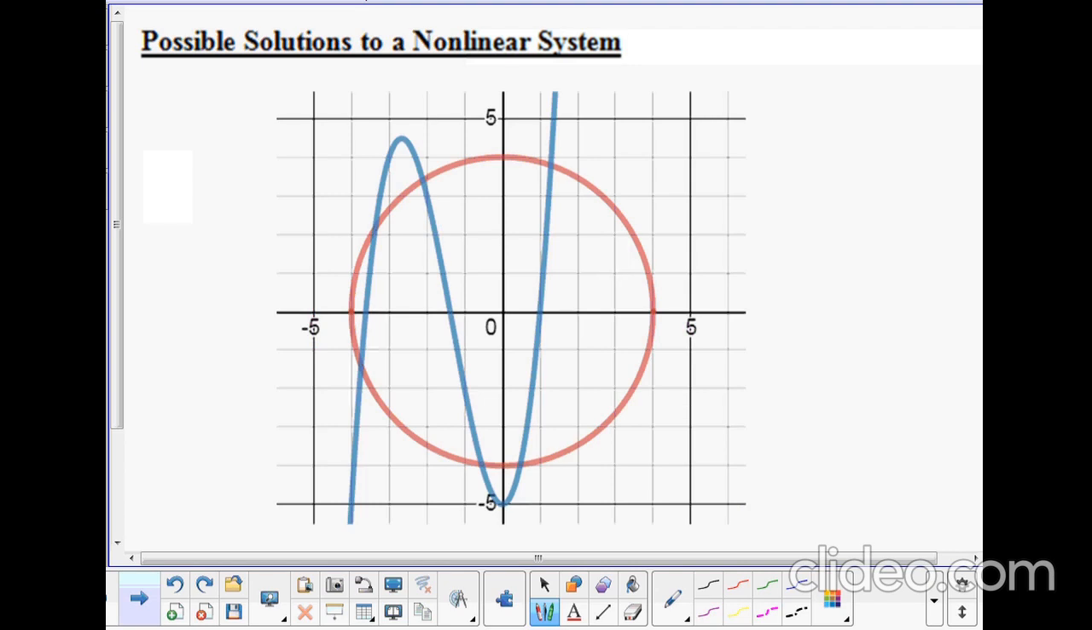You may notice this as a cubic function, and a circle. And here we see 1, 2, 3, 4, 5, 6 solutions to this function.